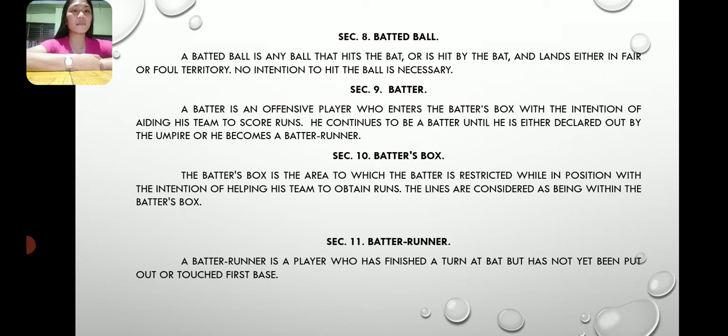Section 9, batter. A batter is an offensive player who enters the batter's box with the intention of aiding his team to score runs. He continues to be a batter until he is either declared out by the umpire or he becomes a batter runner.